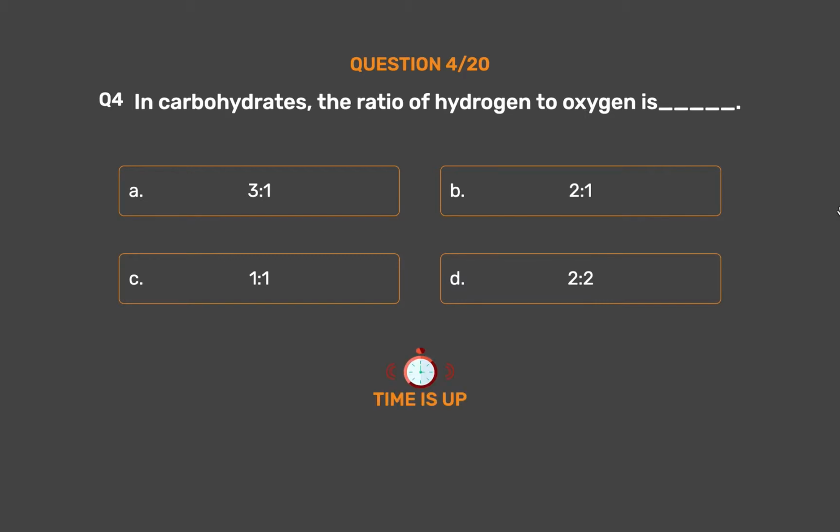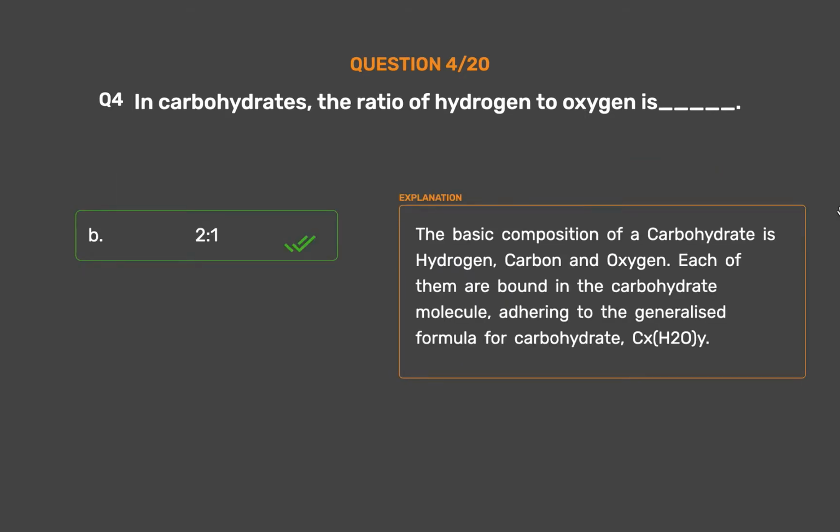The correct answer is Option B. 2:1. The basic composition of a carbohydrate is hydrogen, carbon, and oxygen. Each of them is bound in the carbohydrate molecule, adhering to the generalized formula for carbohydrate, CxH2Oy.